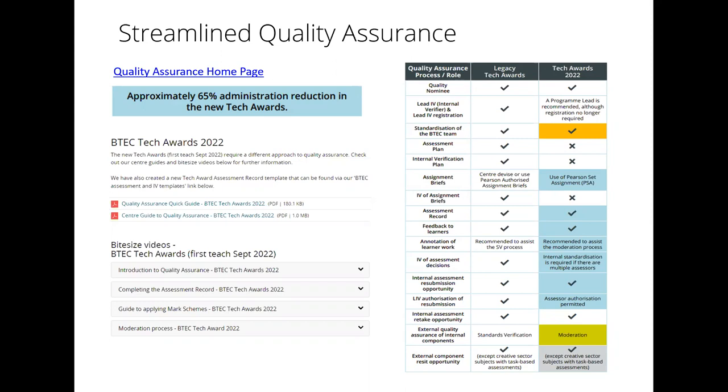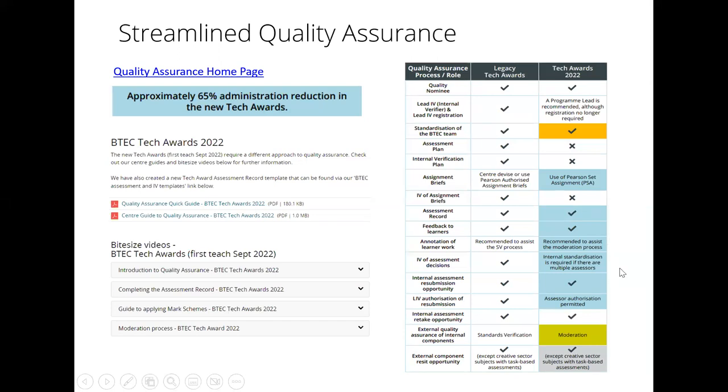There's no check for that. You don't have to tick a box to say you've done it. We now provide you with a PSA, so you don't have to IV it because you have to do what's in the PSA. There's no assessment plan, there's no IV plan, any of that. So it significantly should reduce your admin burden. Okay, but that's the really important thing on this slide, this right-hand side.